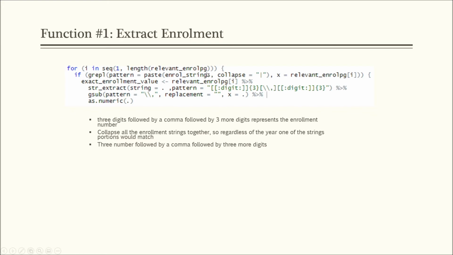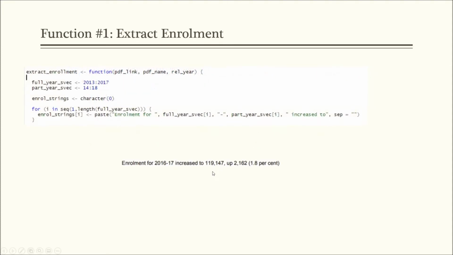So I use the enrollment strings, since it would be hard to know which specific financial statement years, financial statement PDFs could be passed into it. The way to locate the relevant year would be I just use the enrollment strings and collapse them with this divider, and then use them with the grepl function. So all those strings that we created on the previous page, if any of them were located within the PDF, it would enter the body of the loop.